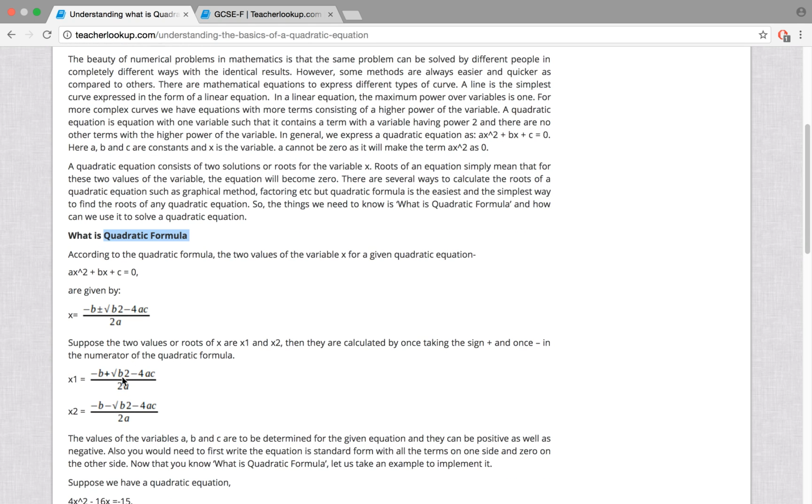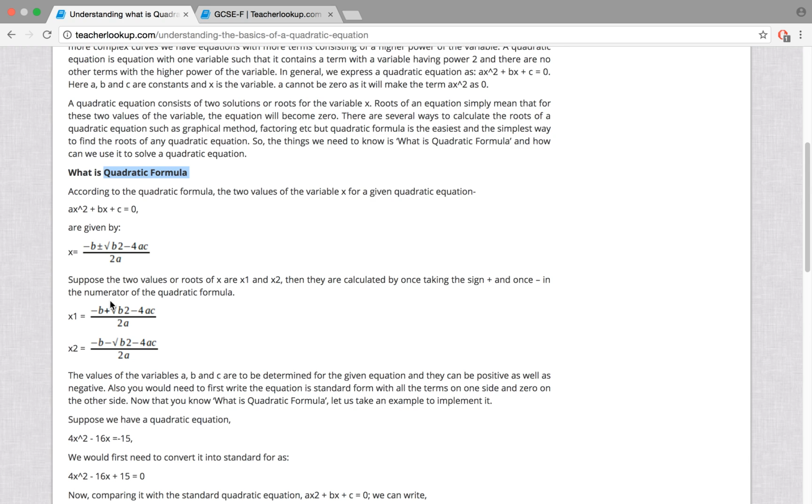So we solve this. There's x1, which is minus b plus the square root of b squared minus 4ac, over 2a. This is one root or one solution, and another solution is where it's minus b minus the square root. You can see the difference here: one is plus, one is minus, but the equation is just the same, except for these two signs changing, giving us two different roots or two different solutions.